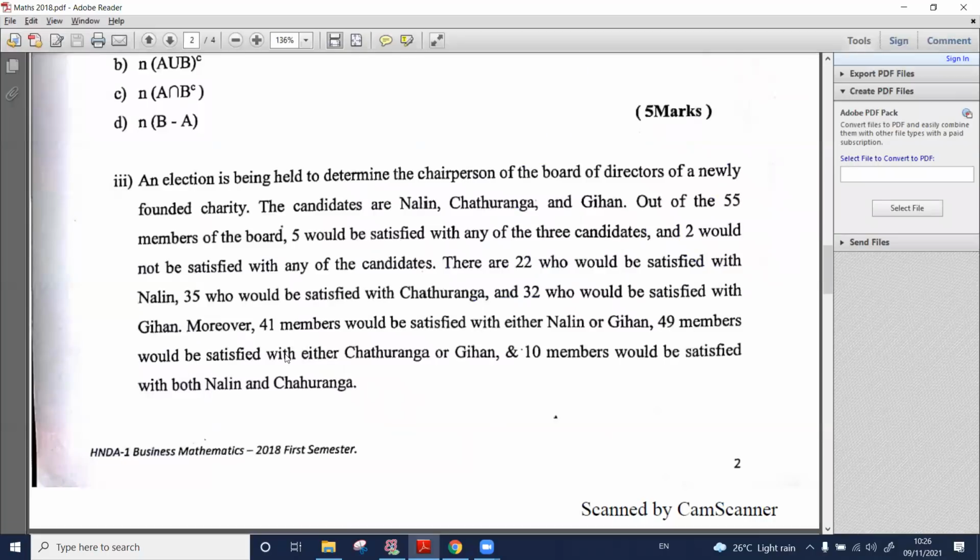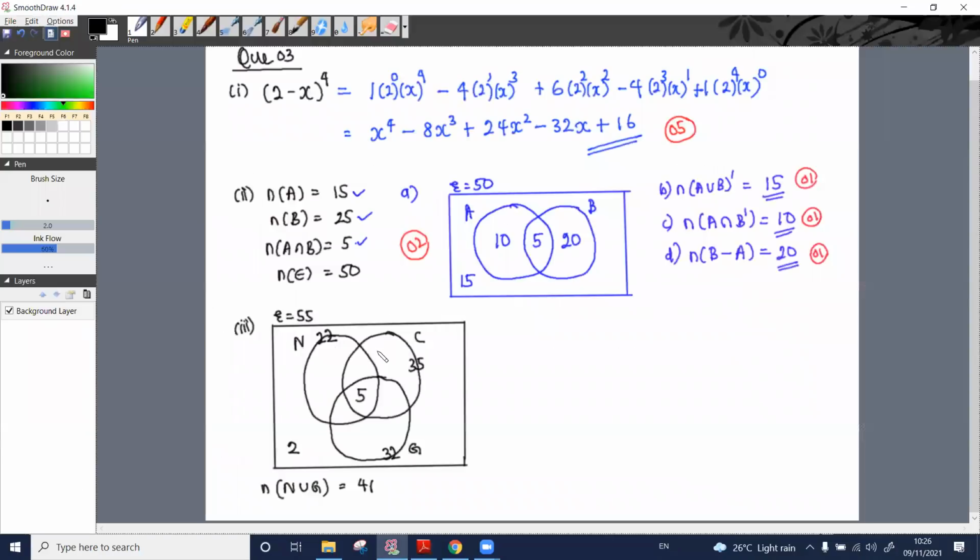49 members would be satisfied with either Chaturanga or Gyan. Chaturanga or Gyan. Chaturanga and Gyan කියෝති මෙන්න මේ කැලි දෙක විතරයි. හැබැයි මෙතන කියන්නේ Chaturanga or Gyan. C union G. There are 49 members.